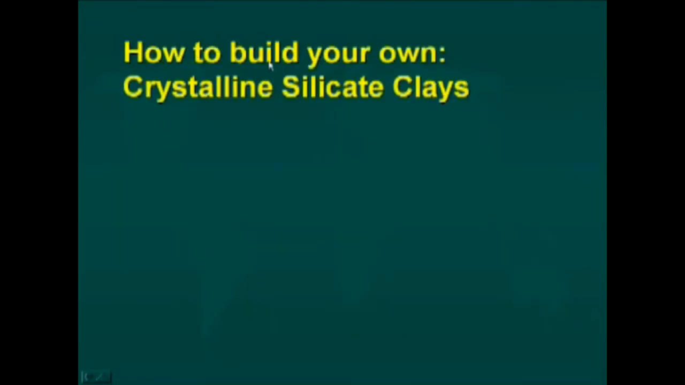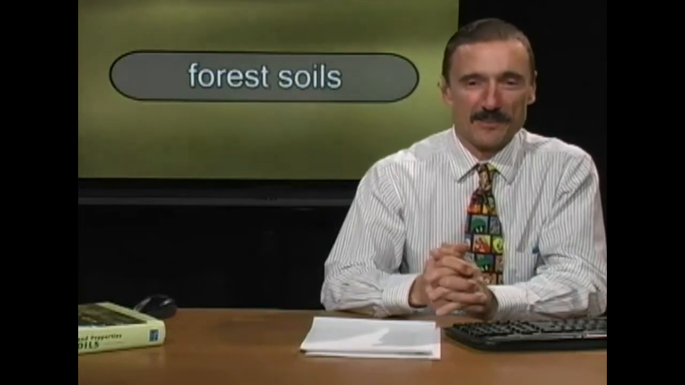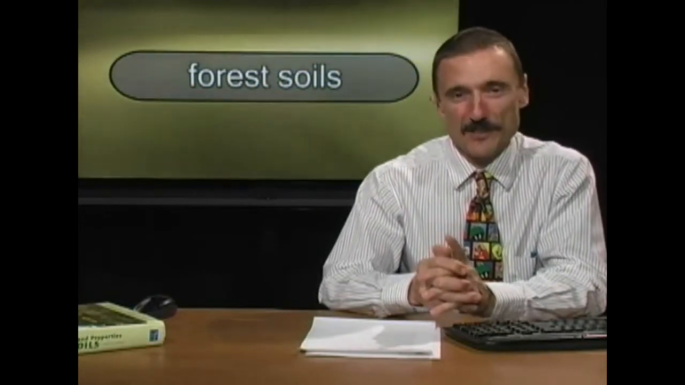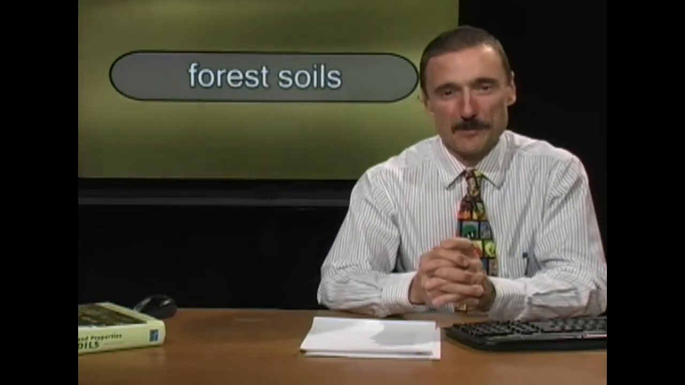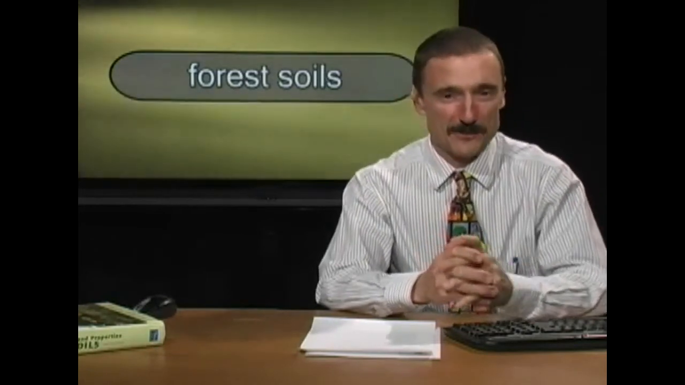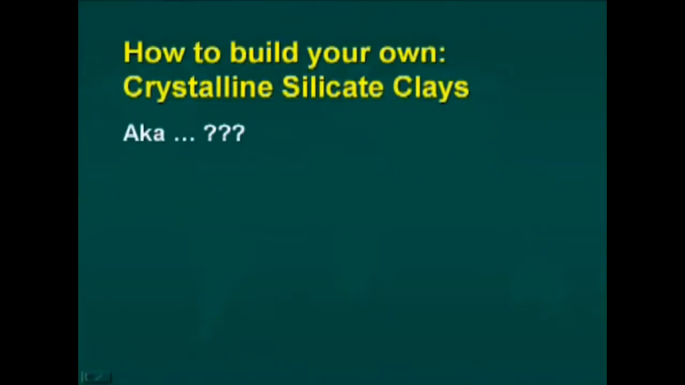So how do we build these? Now it's time to move to crystalline silicate clays. And in order to understand where the net negative charge comes from, we need to really talk about their structure. So we'll try to build these from the ground up, so to speak, molecule by molecule. AKA, so what are the crystalline silicate clays? We've called them another term. What have we called these crystalline silicate clays just a few slides ago? Phyllosilicates. Okay, we're talking about phyllosilicates that we're building, crystalline silicate clays.